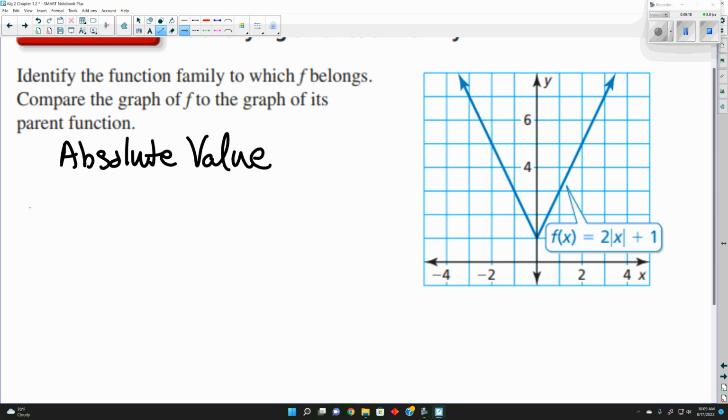Now again, I said we're not going to deal too much with graphing. I believe I said that in here because I don't see its overall importance with the amount of technology that we have. So it's saying to compare the graph of f to the graph of its parent function. Now the parent function is going to start here and go this direction.